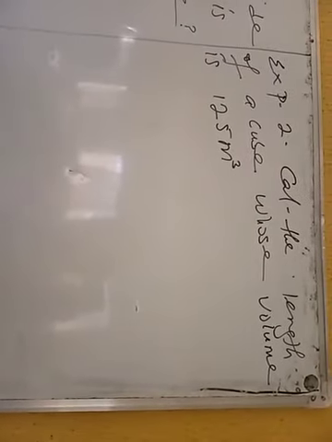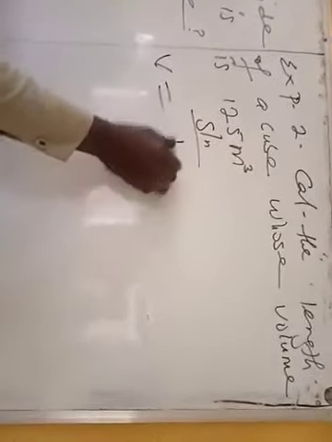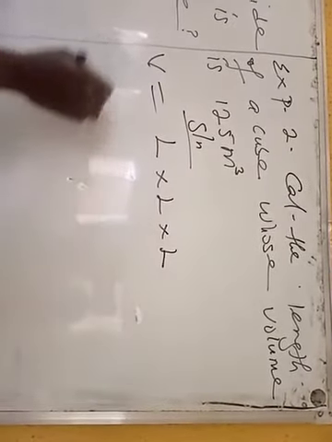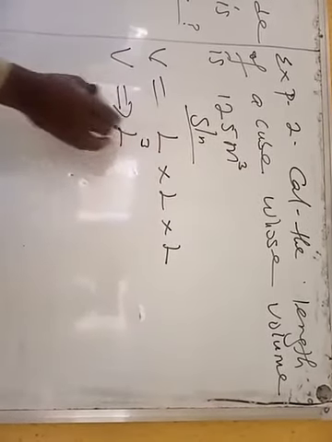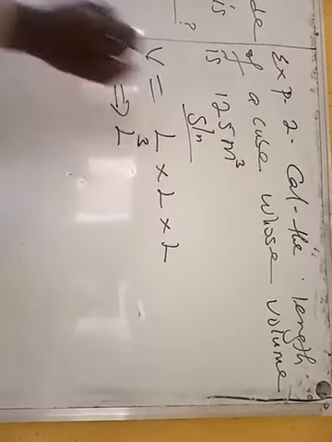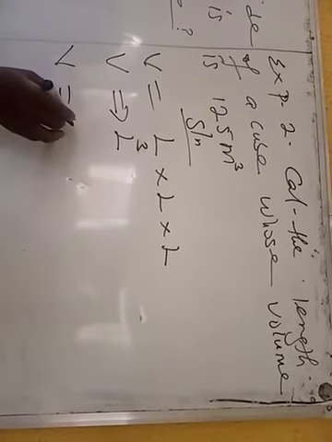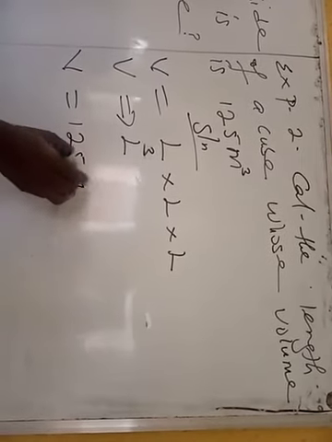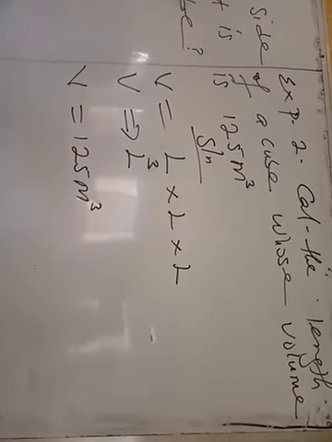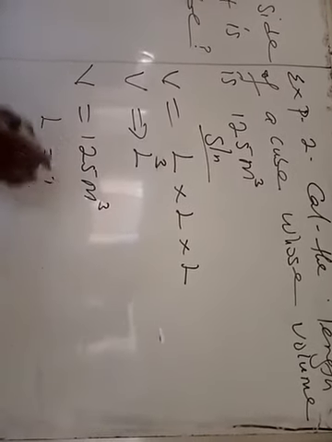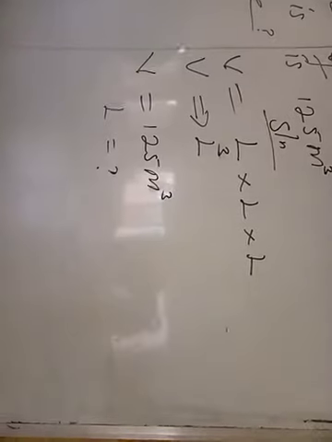Now, recall that volume is equal to L times L times L. So V also implies L raised to power 3. Now, V is given as 125 meter cube. Now, how do we find L? L is unknown. How do we find it? It's very simple. We'll find it by taking the cube root of both sides.